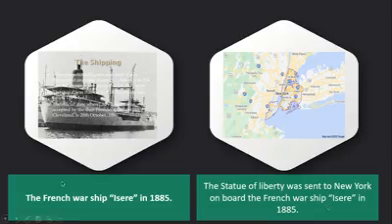Next, we find a ship whose name is the French warship Isère. The Statue of Liberty was sent to New York on board the French warship Isère in 1885.